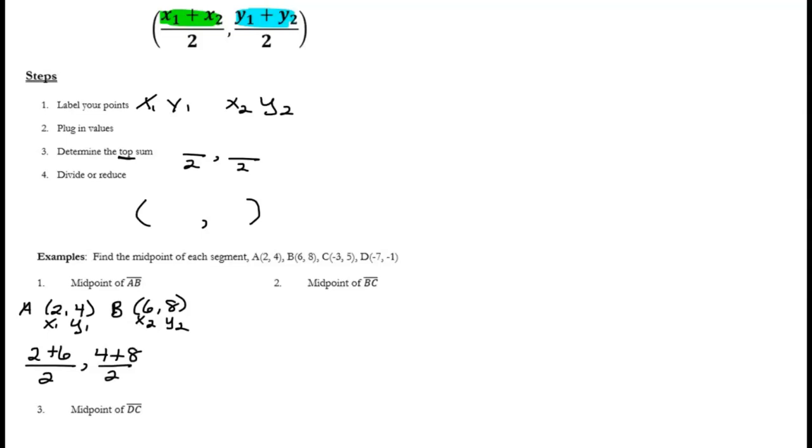Now what we're going to do is actually find the sum. Well, the top here is 8 over 2 and 12 over 2. And then the last thing I do is I have to reduce. 8 divided by 2 is 4, and 12 divided by 2 is 6. So my midpoint is 4, 6.